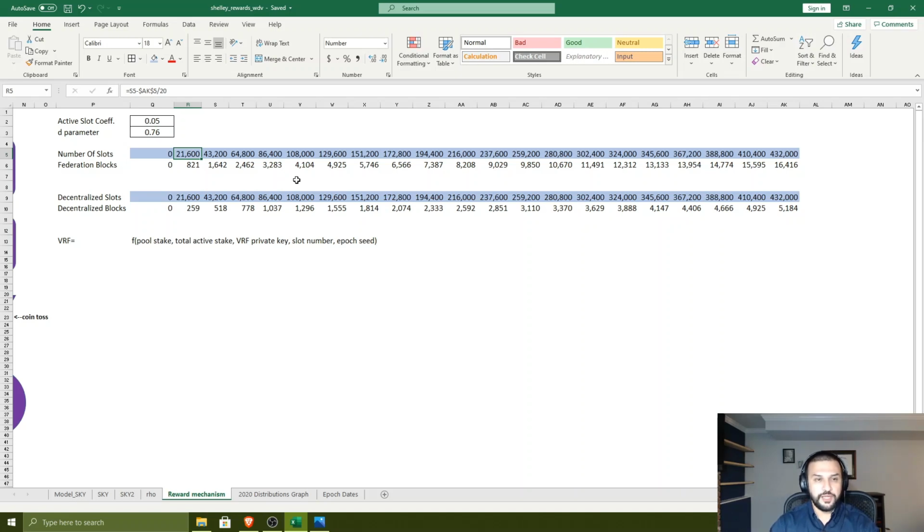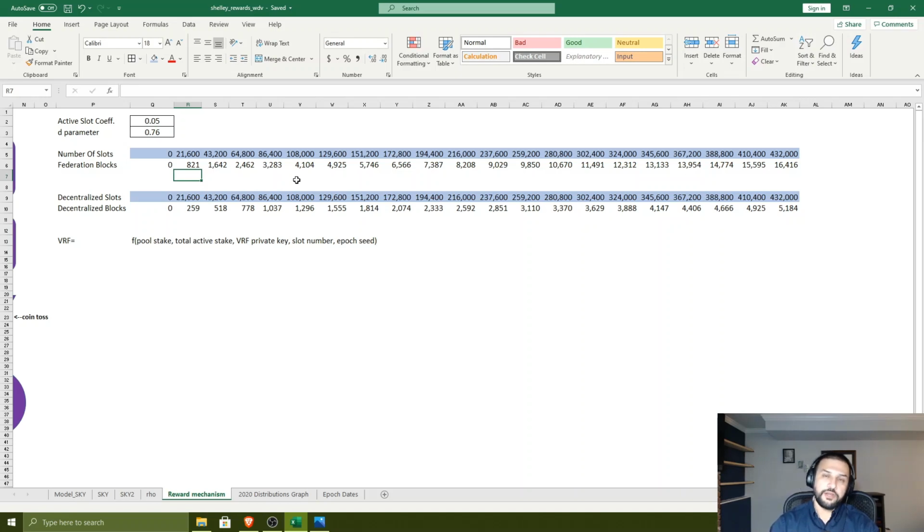the D parameter comes into play also, and determines on average how many blocks the federated nodes get, and how many blocks the decentralized nodes get. And that determines who gets to produce the blocks in each epoch. So in a nutshell, this is basically the gist of how the VRF works, and how VRF determines the number of blocks your pool gets.